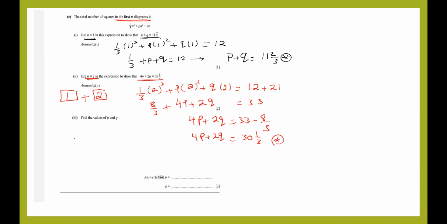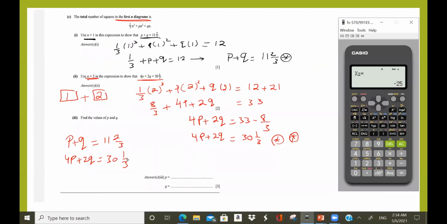In part I, it says find the values of p and q. In the first star, you have p plus q equals 11 and 2 over 3. At the double star, you have 4p plus 2q equals 91 over 3. So we're going to solve simultaneous equations. It will be p plus q equals 11 and 2 over 3, and here we have 4p plus 2q equals 91 over 3. I'm not going to go further in how to do the simultaneous equation because it's not my topic now. So I'm going to solve them on the calculator.